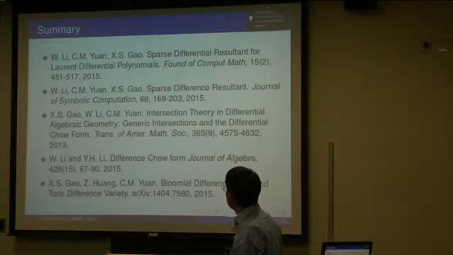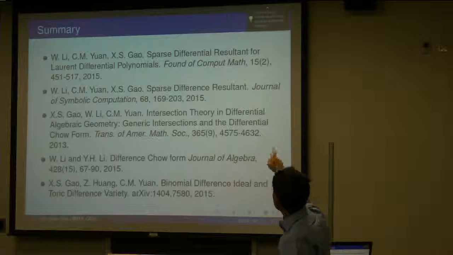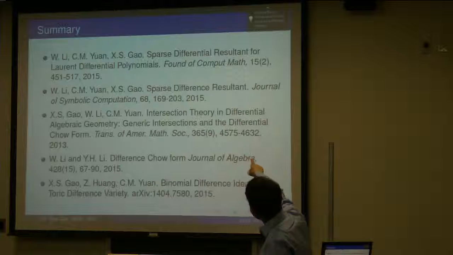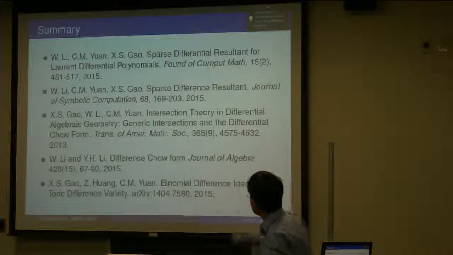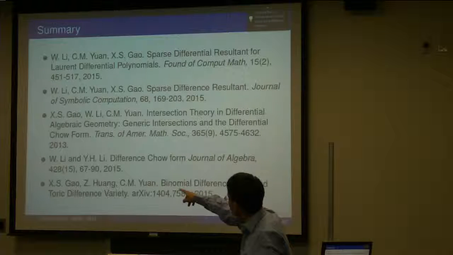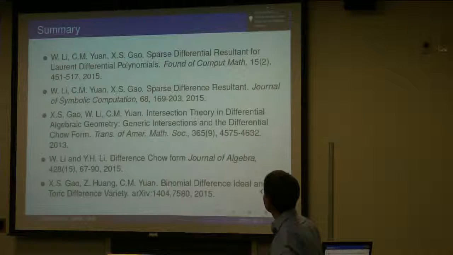The first four papers: the first one is the sparse differential resultant, and then the sparse difference resultant, and all appeared this year. The Chow form appeared several years ago. The difference Chow form was worked on by Wiley and one of her students. And the binomial ideal paper is not published yet.